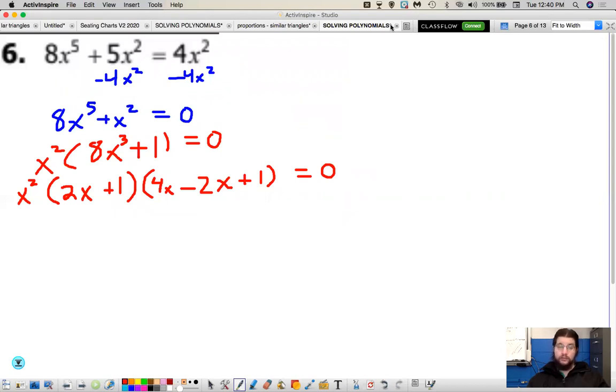We just factored it. Now we got to solve it. Set each factor equal to 0. X squared equals 0. Hey, it's a quadratic. 2x plus 1 equals 0. Hey, it's linear.